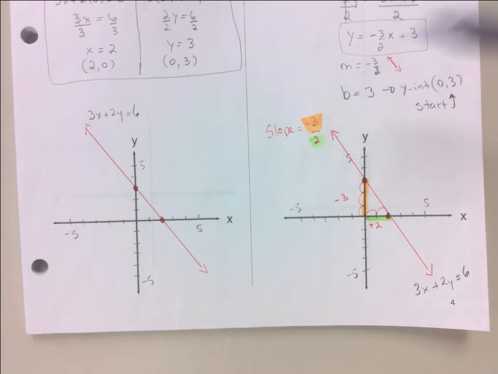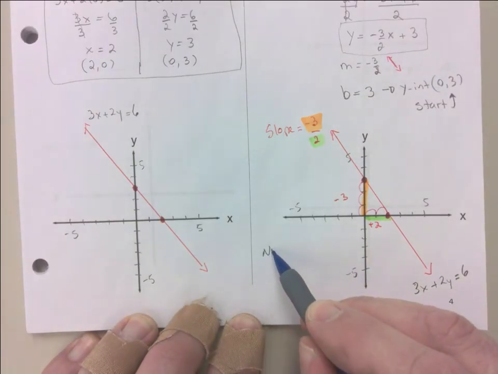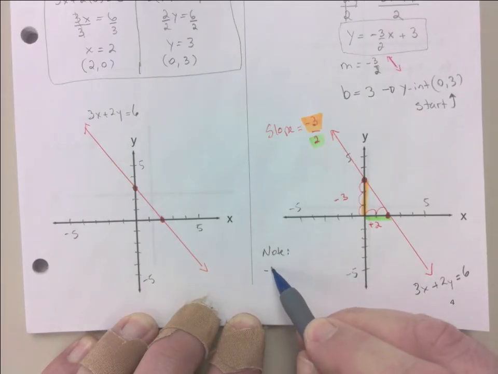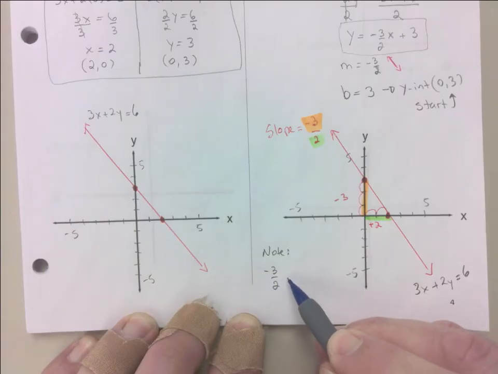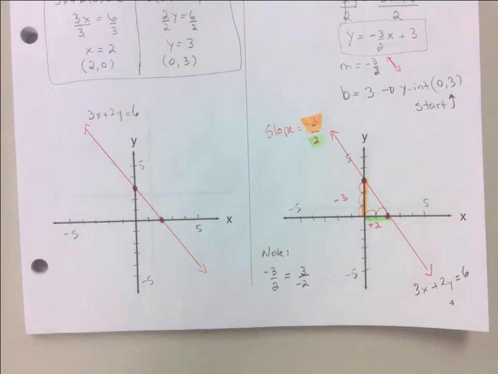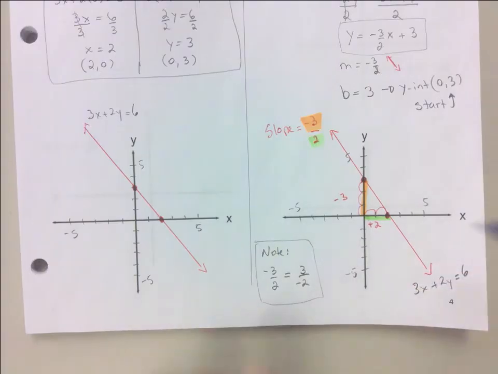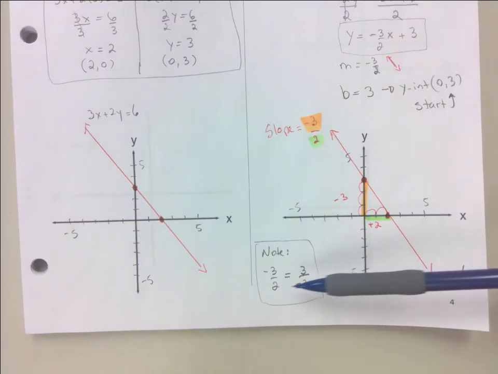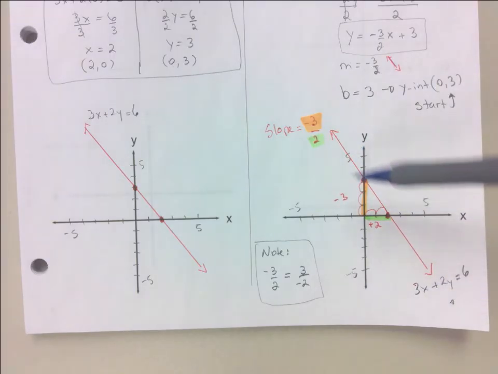By the way, note, I will just tell you this here, -3 over 2 is the exact same thing as 3 over -2. I don't know if you were told that. It still makes the whole fraction negative no matter what. So both of these are going to give you a line that's pointing down from left to right.